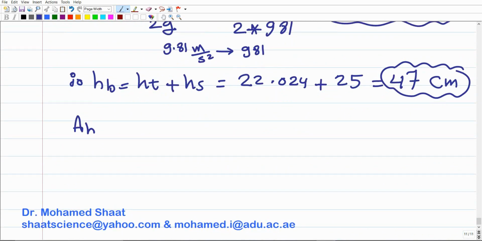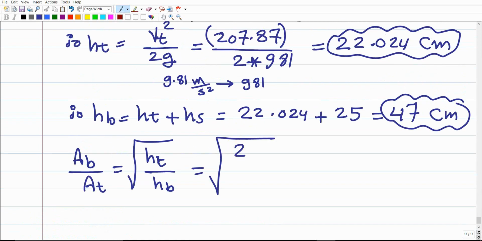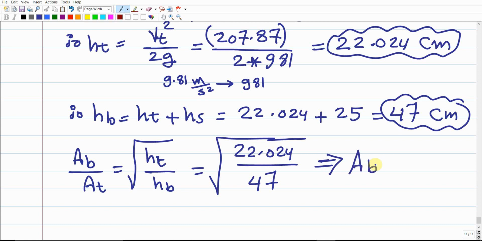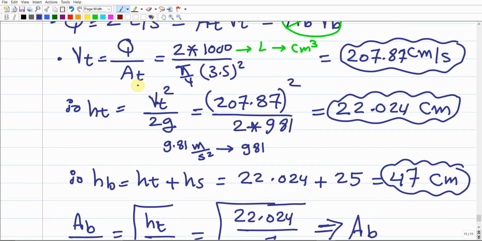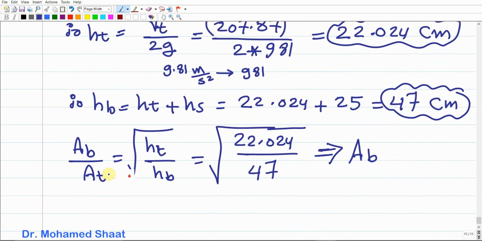So the bottom area of the down sprue over the top area should equal the square root of HT divided by HB, and we got this ratio. HT, we got it by 22 point something, 24, divided by the 47. If we do the calculations, we can simply end up with the area of the bottom, because the top area we got before. The top area of the down sprue, we got it here somewhere. Yeah, it should be this top area.